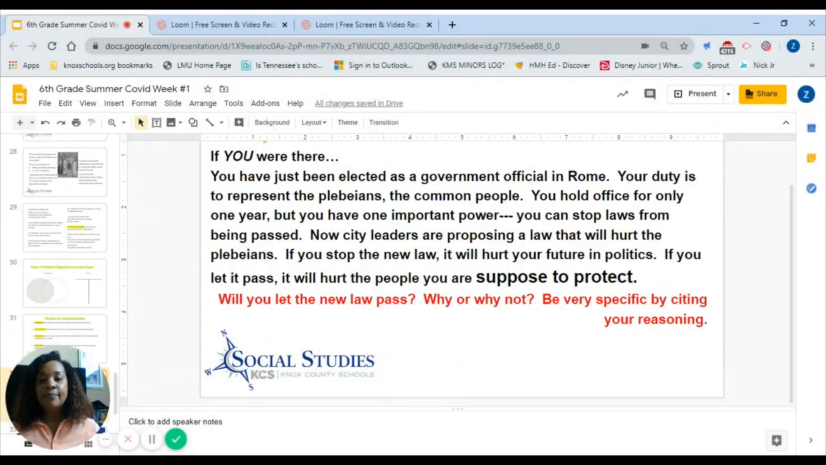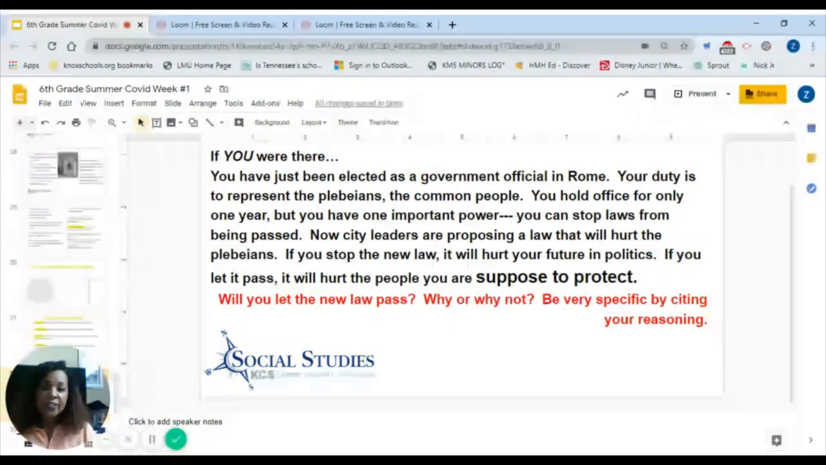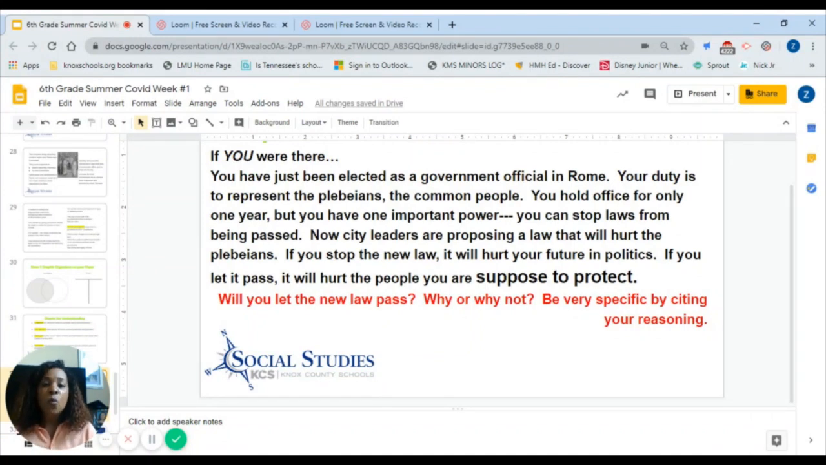In my class, I conduct the "if you were there" moments. I would ask you to close your eyes and pretend that you are time traveling, maybe with Mr. Peabody, and just place yourself into the ancient times. And today we're in ancient Rome. So if you feel comfortable, you may close your eyes and pretend you're in ancient Rome. Here goes. If you were there, you have been just elected as government official in Rome. Your duty is to represent the plebeians, which are the common people. You hold office for only 1 year, but you have one important power. You can stop laws from being passed.